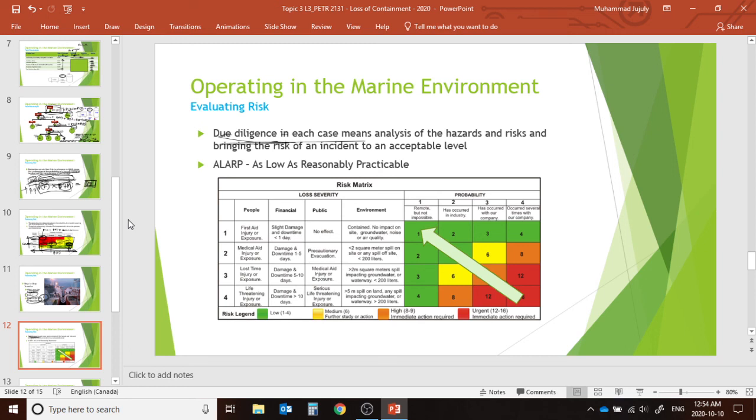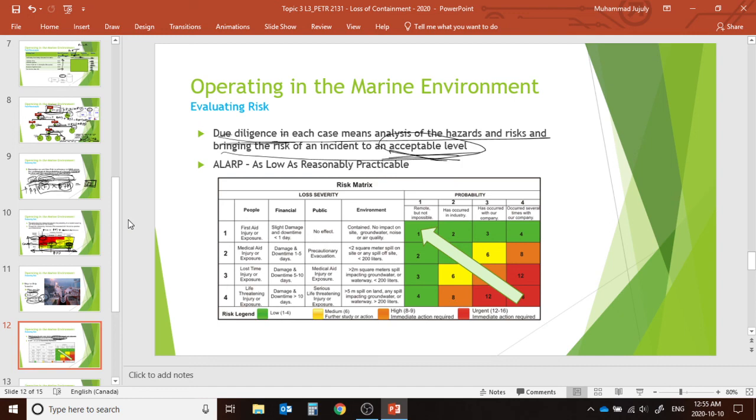And due diligence in many cases analyzes the hazard and risk, bringing the risk of an incident to an acceptable level. What does that mean? That means that we cannot eliminate the risk at all. There is risk in every act, okay? For instance, driving a car is risky, but it doesn't mean that we don't want to drive a car. We will drive a car, but we'll have all the safety gear. That's how we can reduce the risk to an acceptable level.